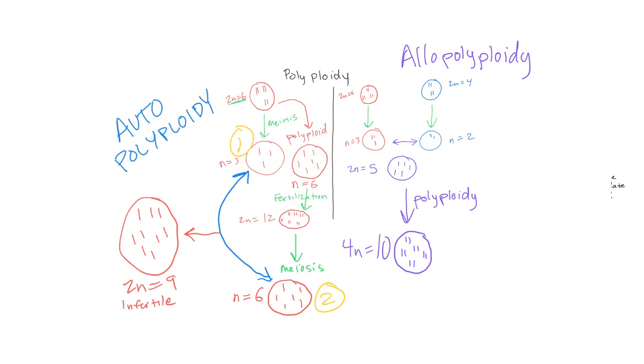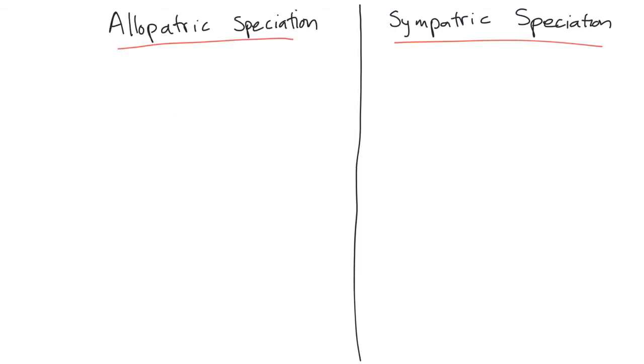Okay, this is important. It affects your everyday life. Let me tell you why. I'll bring a watermelon. It'll be the prize. Okay, so speciation can occur.